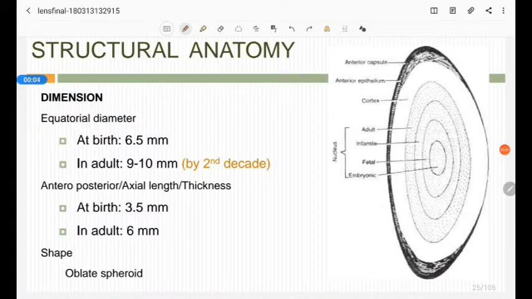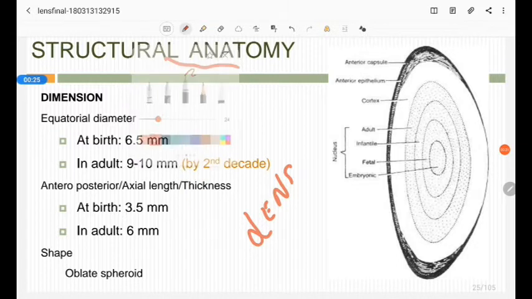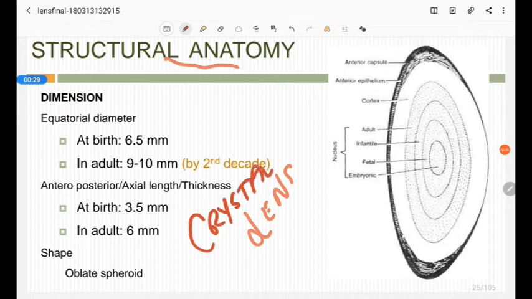Okay, so let's discuss the structural anatomy of the lens. As you can see, so far you used to call this structure the lens, and now you have to call it the crystalline lens.